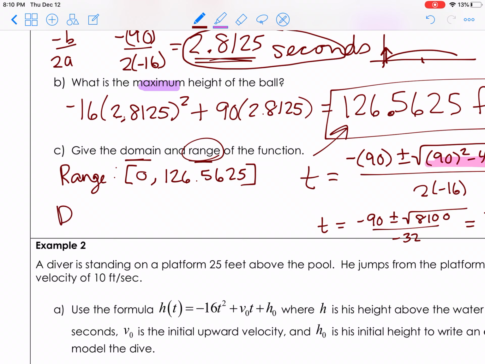So our domain for this problem is going to be from 0 until the ball hit the ground, 5.625.